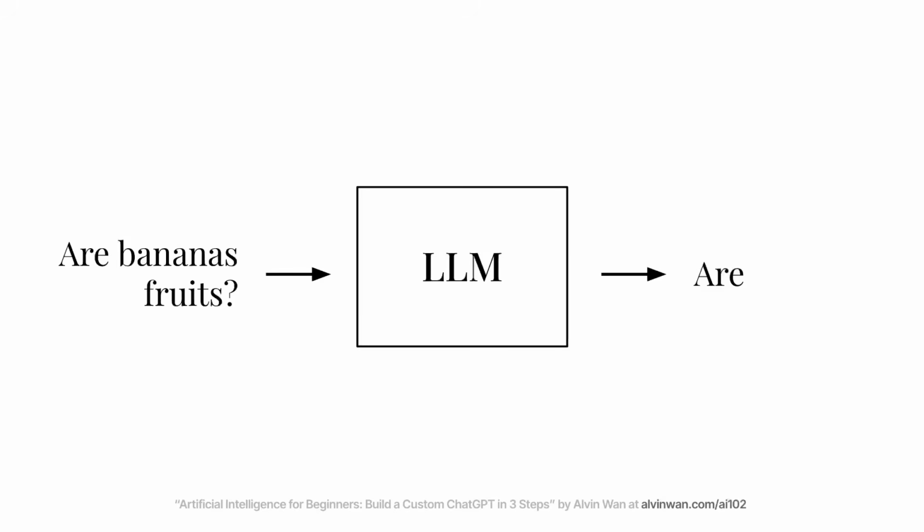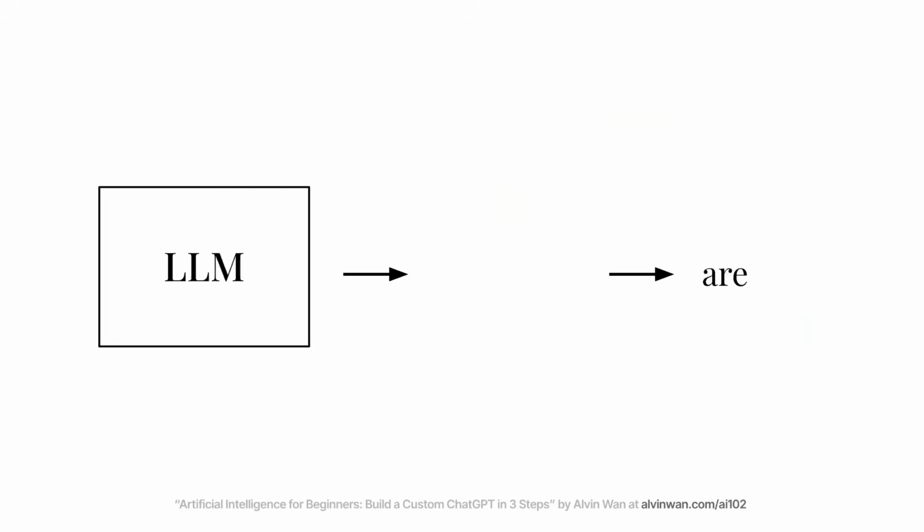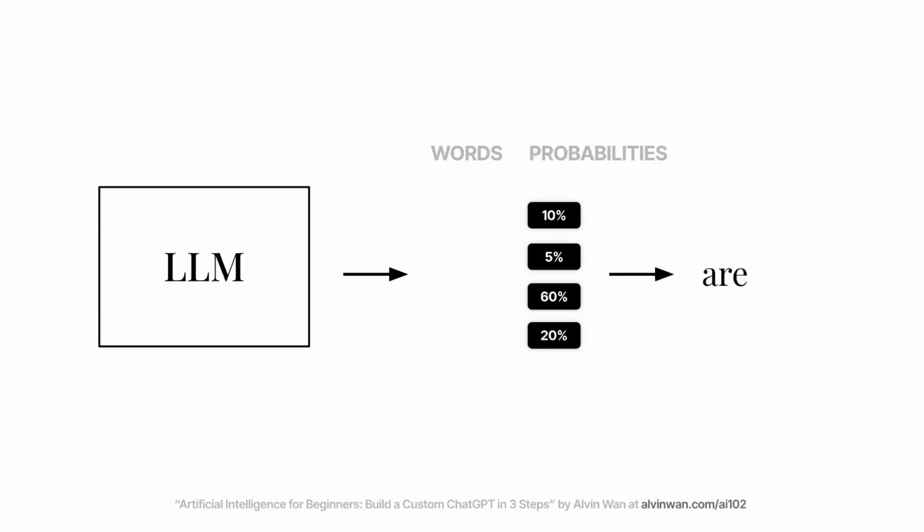To do this, we need to modify this step at the end, how LLMs translate outputs into words. Let's zoom in. The LLM actually first outputs a list of numbers. These numbers are actually probabilities that correspond to certain words. In our example, the first probability is the likelihood of yes, the second, the likelihood of no, the third, to are, and the last, to is. The highest probability is 60%, and the corresponding word is are, so we finally output are.